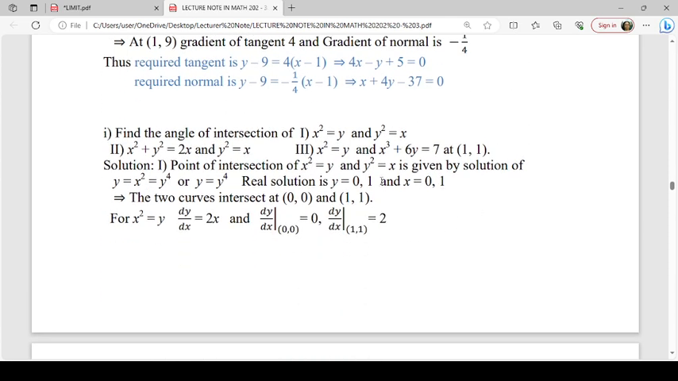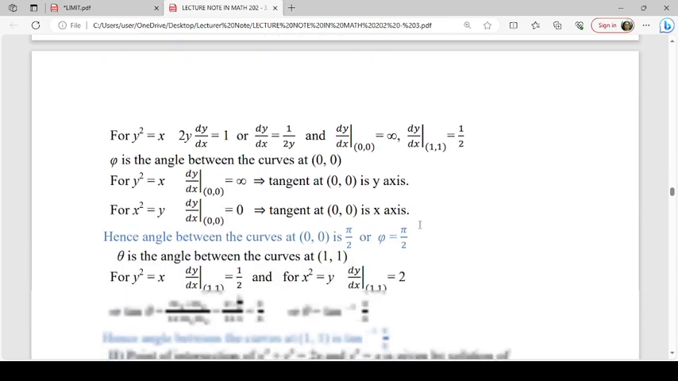For the angle of intersection, we find m1 and m2 and then tan phi. The angle phi is pi by 2 because of these gradients: dy dx at (0, 0) is infinity for one curve, and dy dx at (0, 0) is 0 for the other.